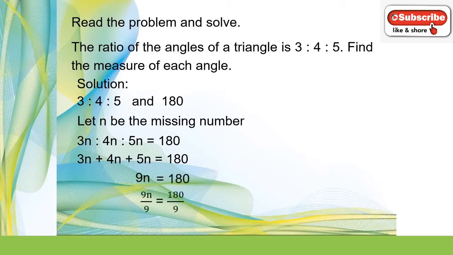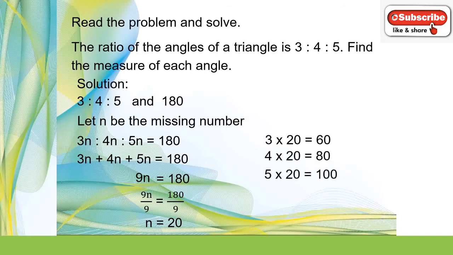Then divide both sides of the equation by the numerical coefficient. 9n divided by 9, 180 divided by 9. n is equal to 20. Then multiply the value of n to each term in the ratio. 3 times 20 equals 60, 4 times 20 equals 80, 5 times 20 equals 100. So, the measure of each angle in a triangle is 60 degrees, 80 degrees, and 100 degrees respectively.